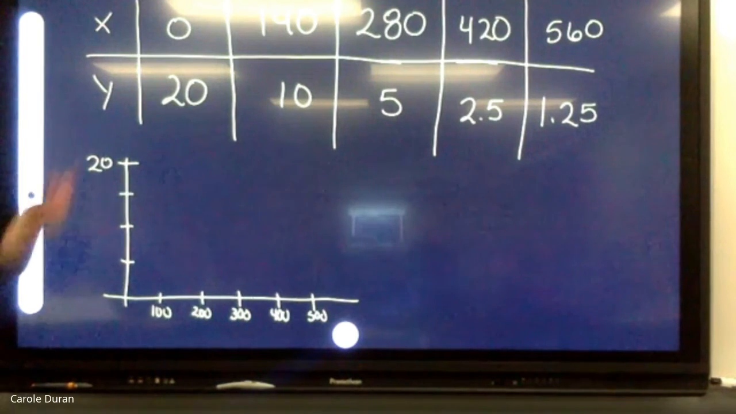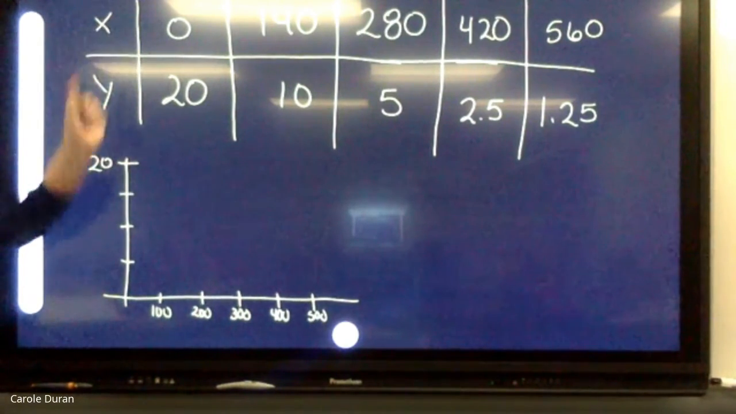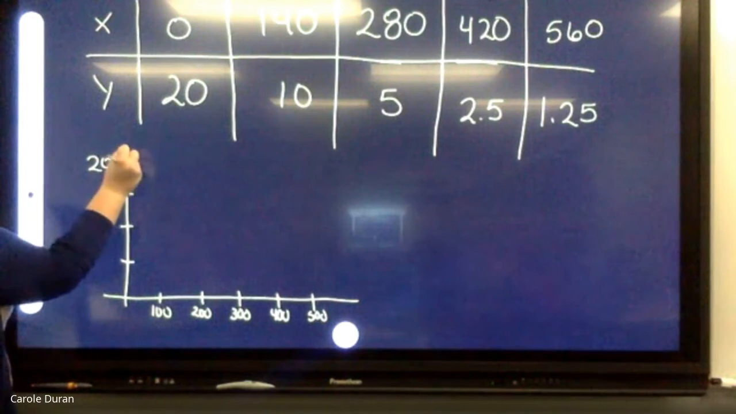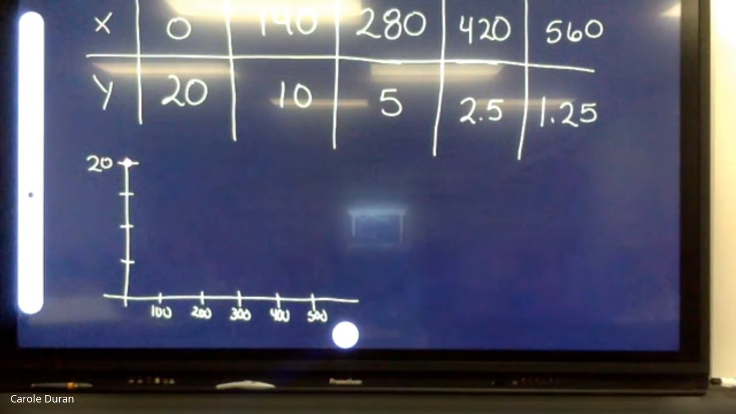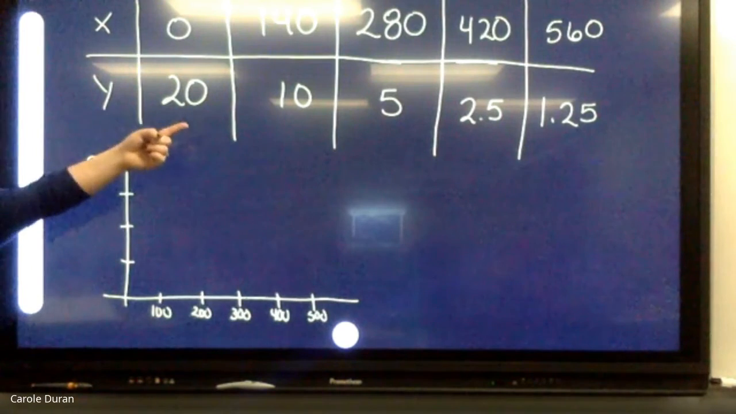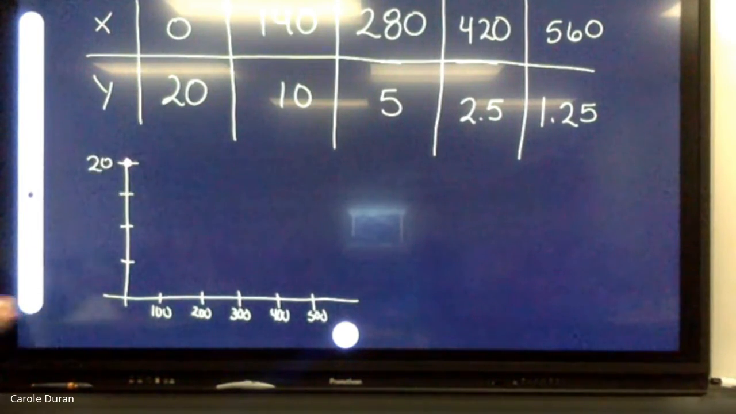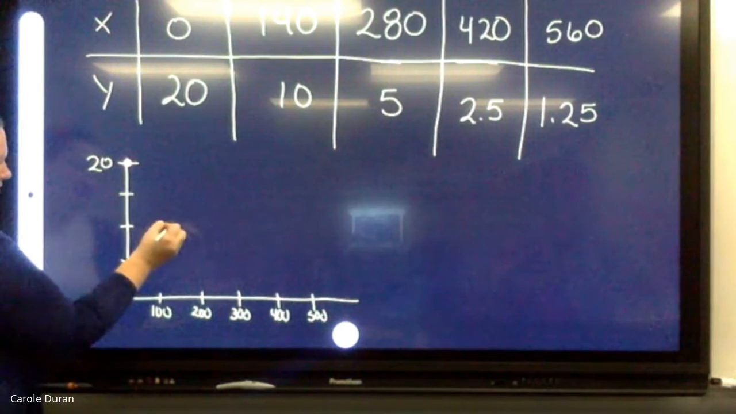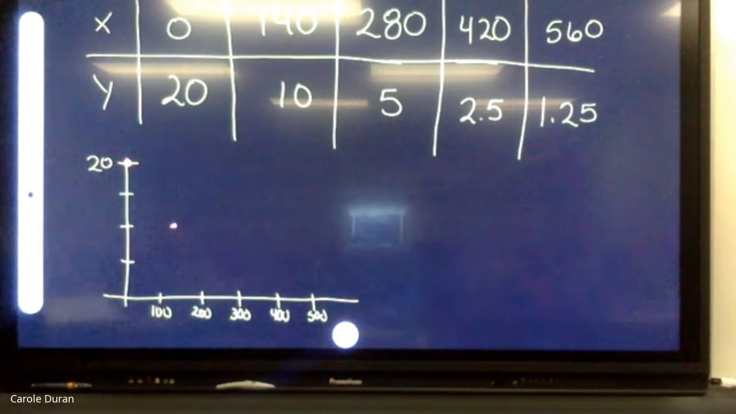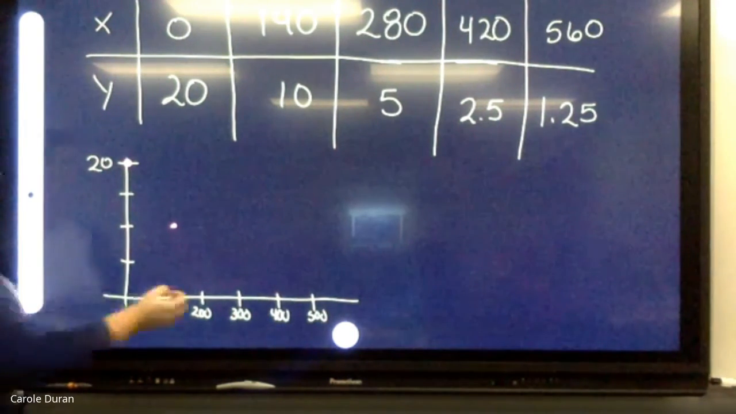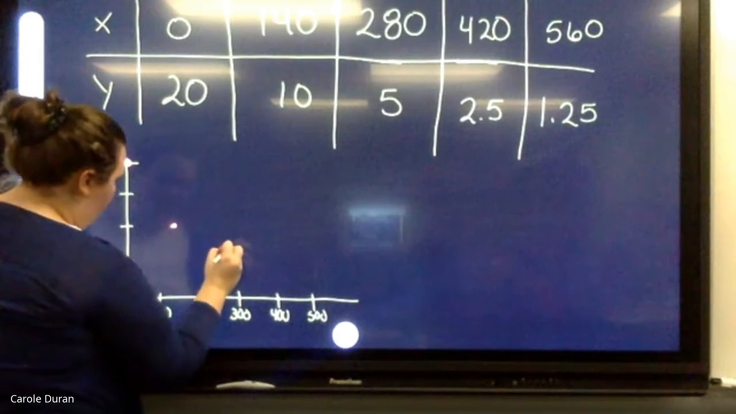So when I graph this on day 0, I started with 20 milligrams. So 0 and 20 is my first point. The next X value I had was 140. So day 140, the amount of polonium I had was 10. So I go to approximately where 140 is. I don't think I did very well, but that's okay. And I go to 10. And I keep repeating this until all of my values are on the graph.